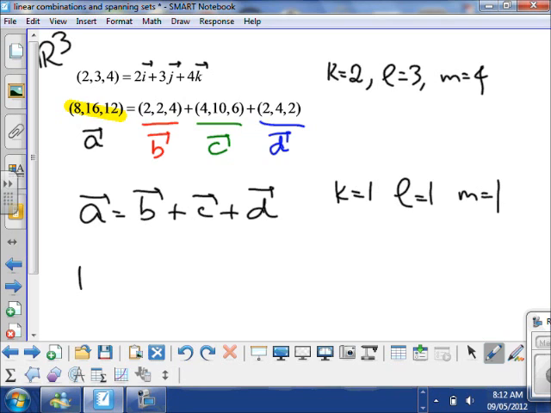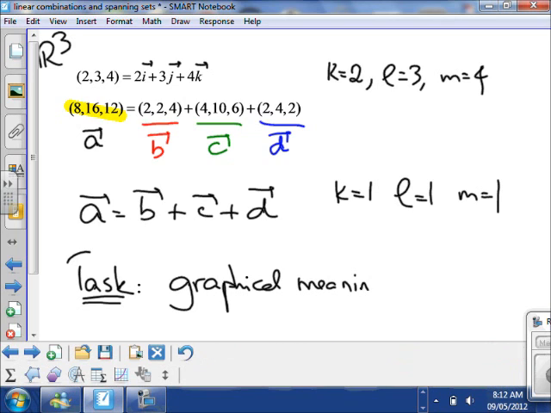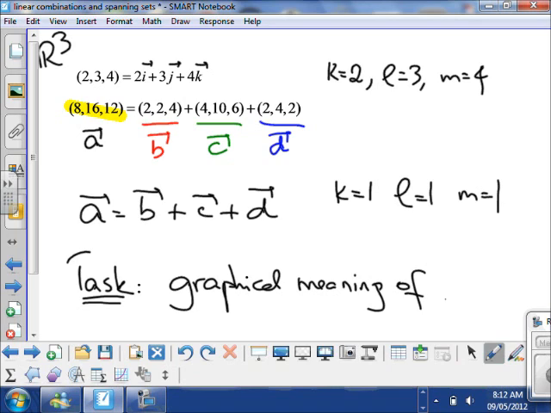Your task is to think of the graphical meaning of this expression over here. What is the graphical meaning of this expression?